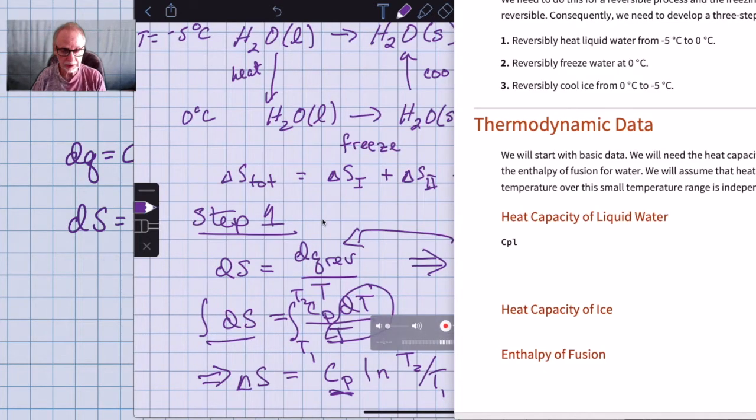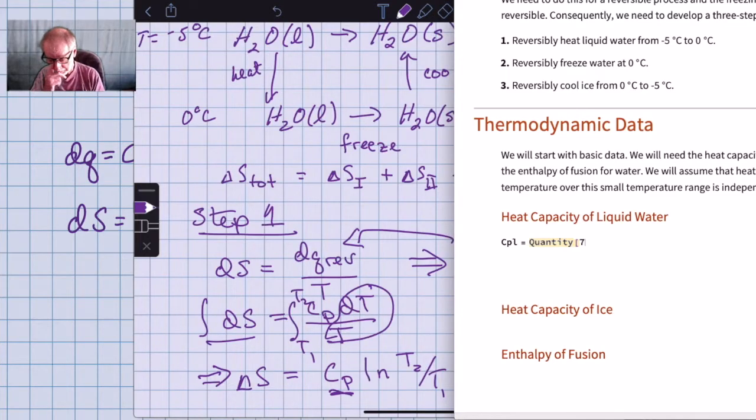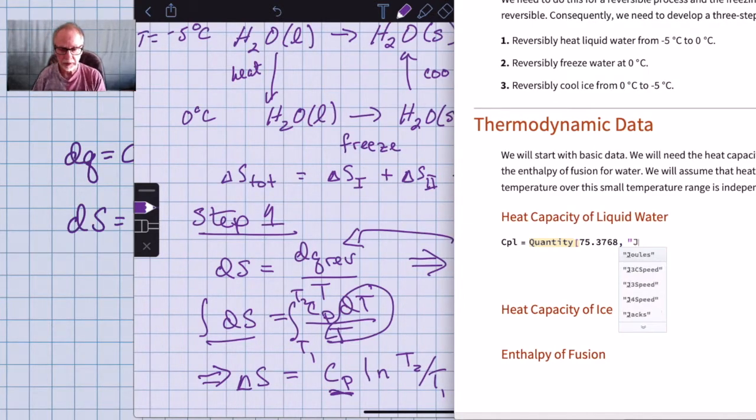So if we look it up here, I'm going to call it CPL. I'm just going to say equals, and Quantity allows me to enter 75.3768, and that's the number. And now I'm just going to enter the units for this. There are a number of ways we can enter it. I'm going to do it the long way, but you can actually use the abbreviations if you want. So joules, so I start to type it, and you see that what Wolfram is doing right away is trying to guess what I'm doing. So yes, joules is what I want, so I'm going to enter.